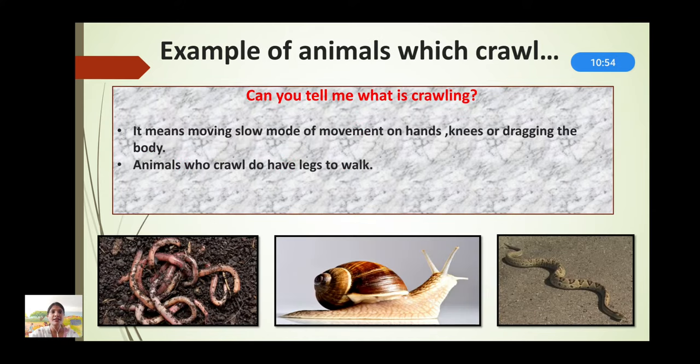Now, animals which crawl. Can you tell me what crawling is? Yes, it means a slow mode of movement on hands, knees or dragging the body. You have seen snail, you have seen snake, earthworms. They do not have legs. They move with movement of their body and they drag their body on the ground. Animals who crawl do not have legs to walk, isn't it?